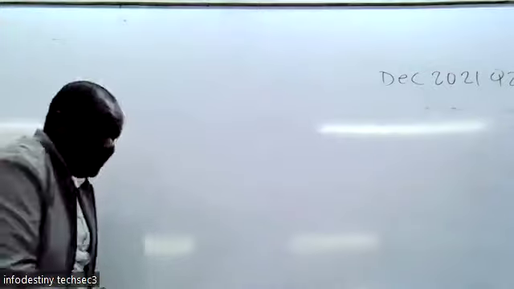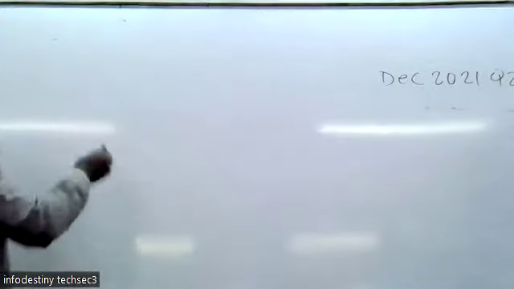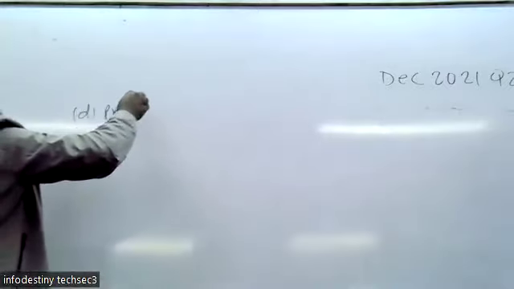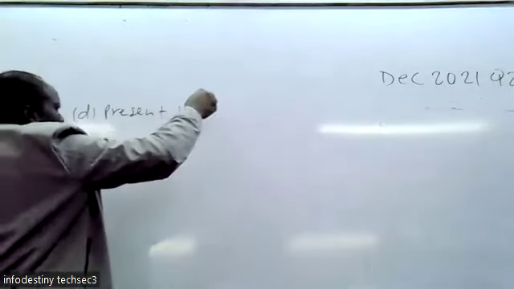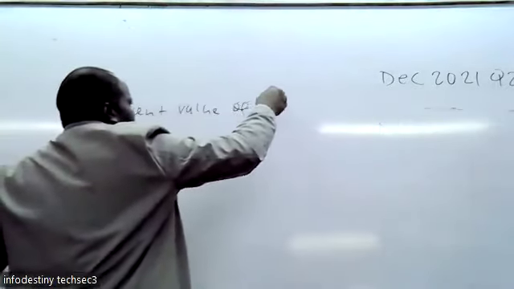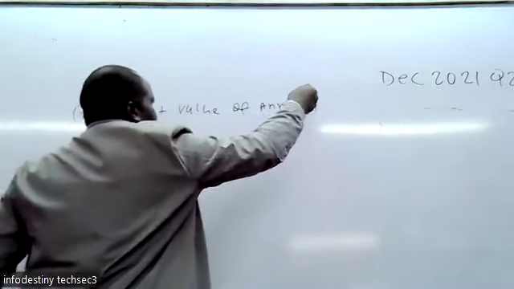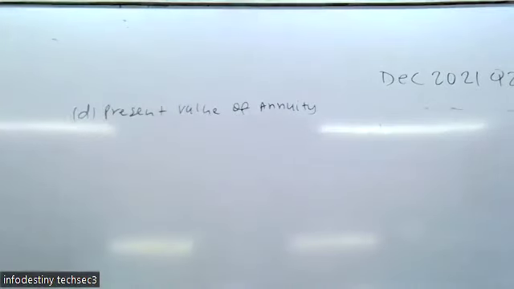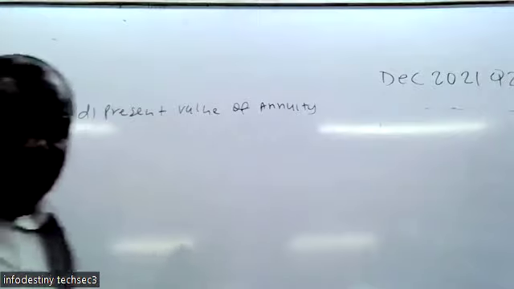D is supposed to be the present value of the annuity. We have done something about the present value for the simple amount, so now we go to the present value for the annuity.